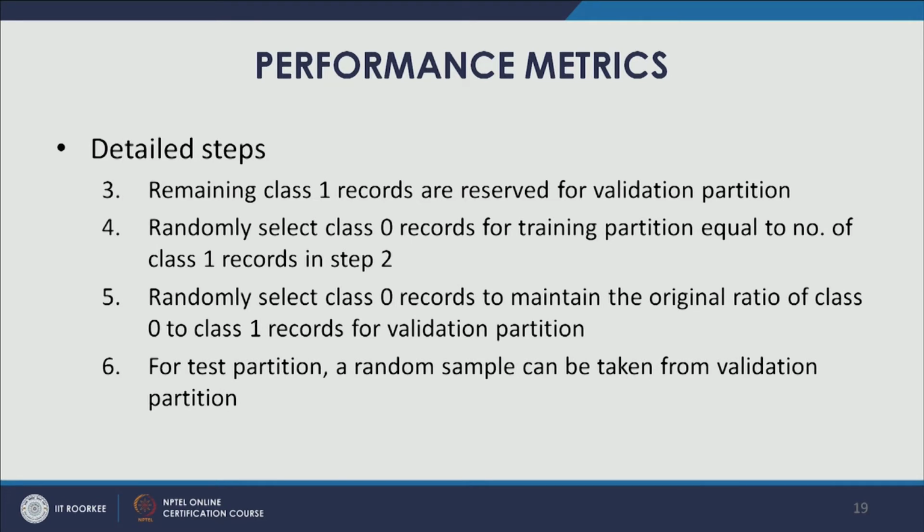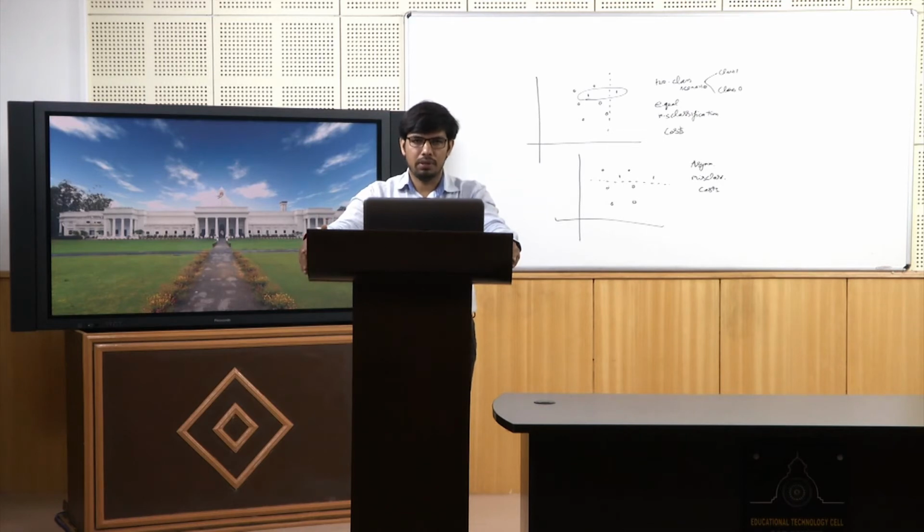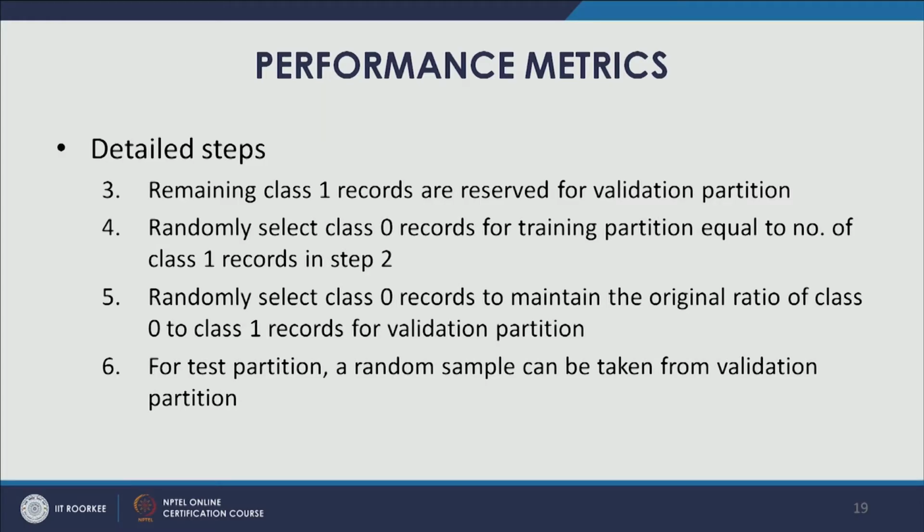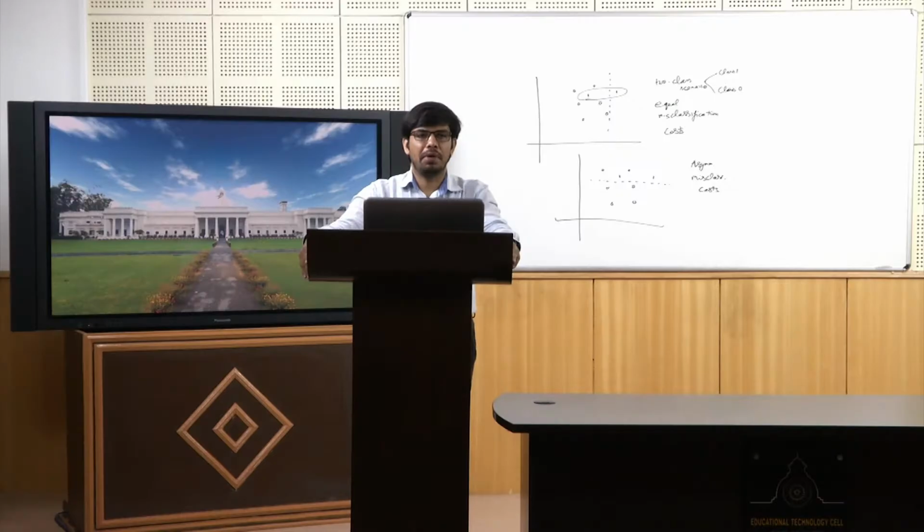The next step would be to randomly select class 0 records for the training partition equal to the number of class 1 records that we selected in step 2, so that we maintain 50% records from each of the classes. From both the classes we would like to have an equal number of records. So what we did in step 2, the same number of records we randomly select from the class 0 stratum. Now, till step number 4, we have been able to create our training partition, so we can build our model. Later, when we need to evaluate the performance of that model, we would require a validation partition.